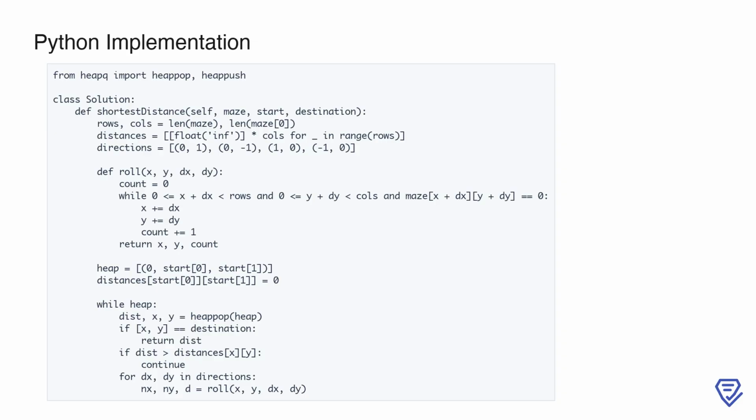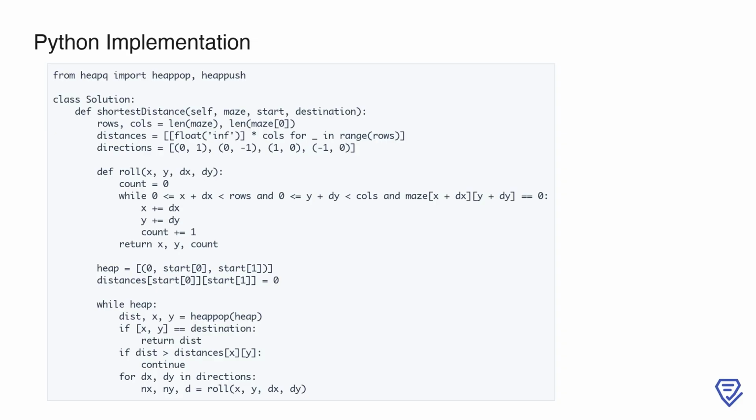The roll function is a helper that simulates rolling the ball in a given direction. It keeps moving the ball until it either hits a wall or the boundary of the maze, tracking the number of steps taken. This function returns the new position of the ball and the number of steps moved. A priority queue, represented as a min heap, is initialized with the starting point and a distance of 0. We then set the distance of the starting position to 0 in the distances matrix. Now, we begin processing the heap where we repeatedly extract the cell with the smallest distance. If the current position matches the destination, we return the distance.